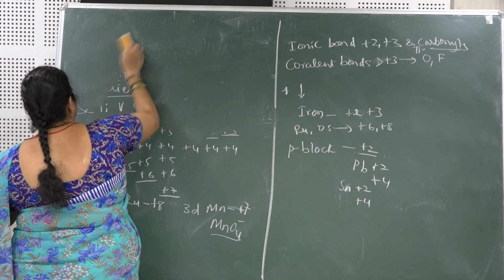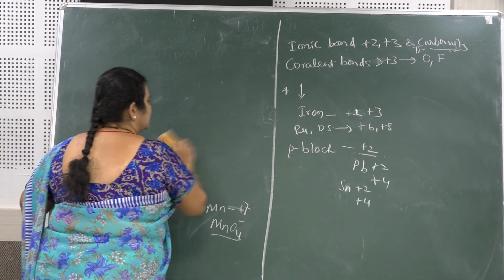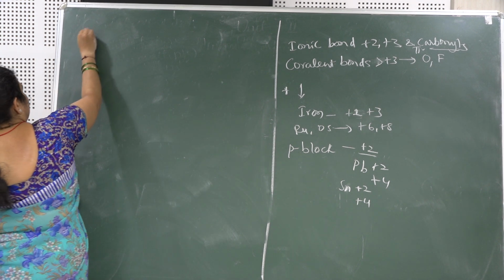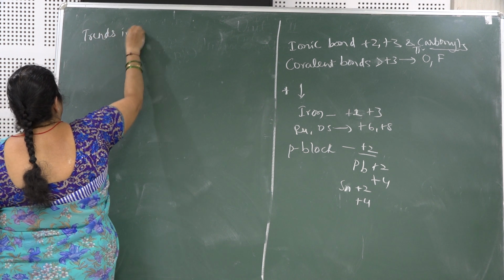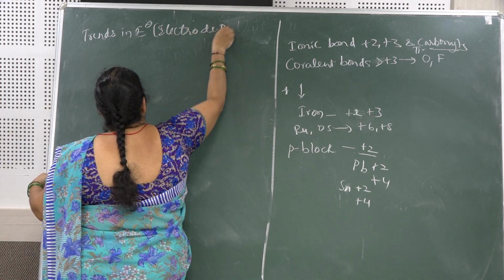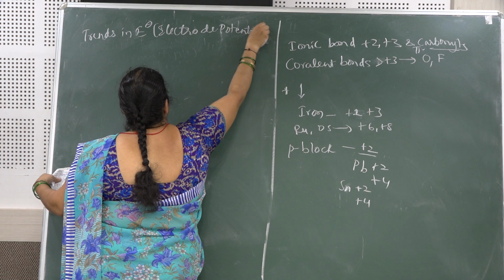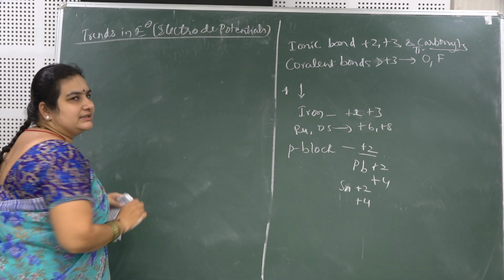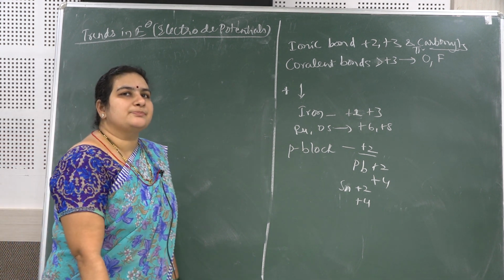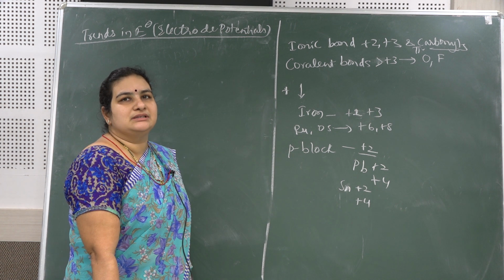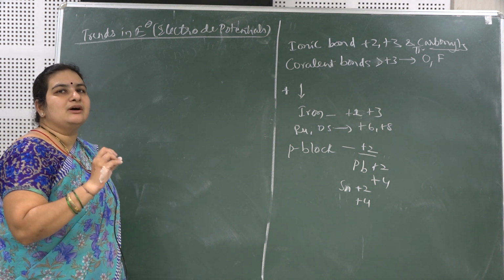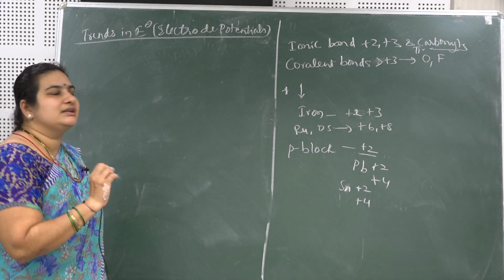Now next property: trends in electrode potentials of d block elements. Electrode potential is a property which is involved in the reaction or reactivity of the element. That means it is used to explain the reactivity of the elements.